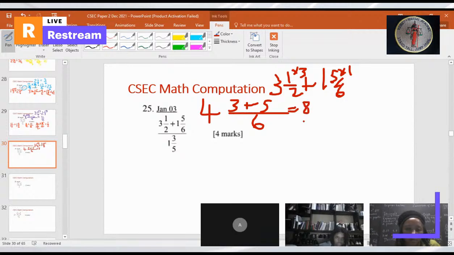And 8 over 6 would give us 1 and 2 over 6, which the 2 over 6 can cancel to 1 over 3. So we're going to add back the 4 to the whole one. So it's going to be 5 and 1 over 3. And then we're going to divide that by 1 and 3 over 5.